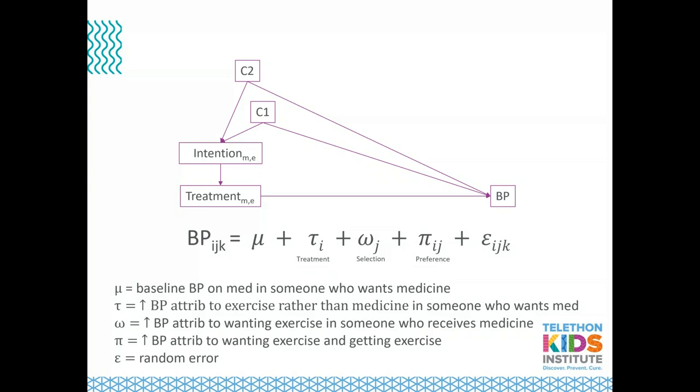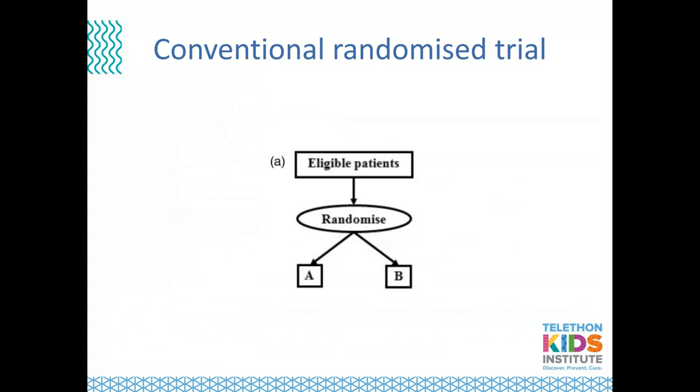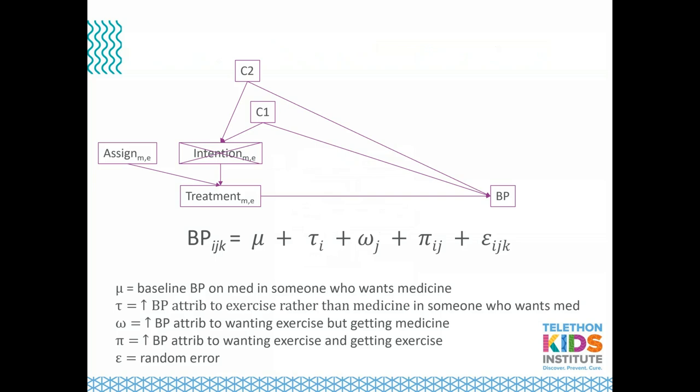So under a conventional randomized trial, you have eligible patients, and then of the eligible patients, you have a subset who are prepared to be randomized because they have some degree of equipoise about the relative merit of treatment A and B, and they're randomized and they take whatever treatment, or they should take whatever treatment, they're randomized to. So that is denoted here. We ignore what the intended treatment is, and we just provide a random assignment which directly determines the treatment that is given and that the patient receives.